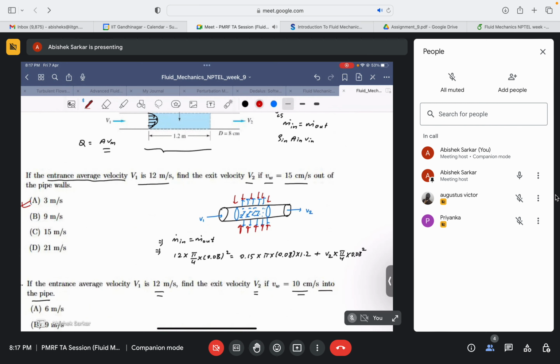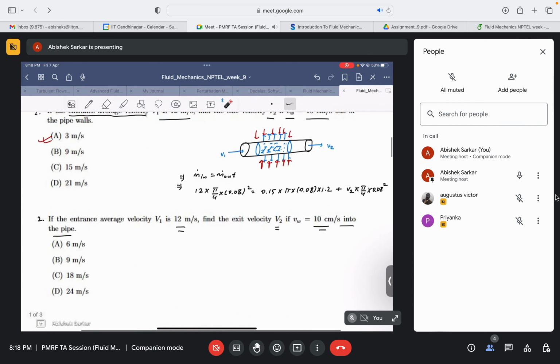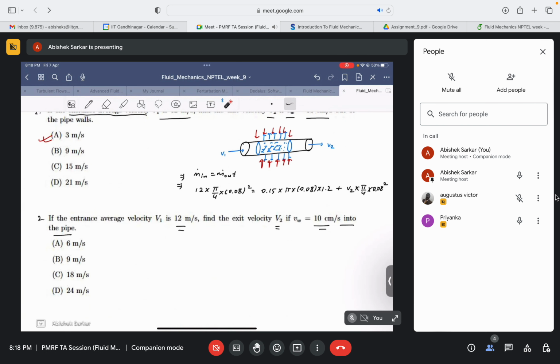Again, for saving time, this equation will remain the same, just the signs will change. Signs and the values of the velocity will change. Please do the concerned modifications and tell me the answer. It's very simple. Just the signs will change. Now the velocity is inside the pipe through the pores. It's not going out, it's going in the pipe.